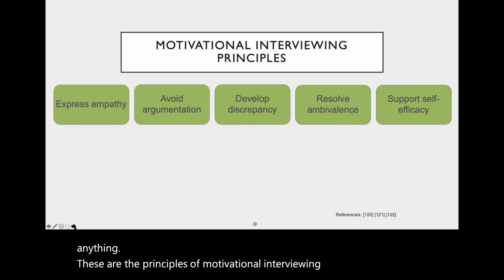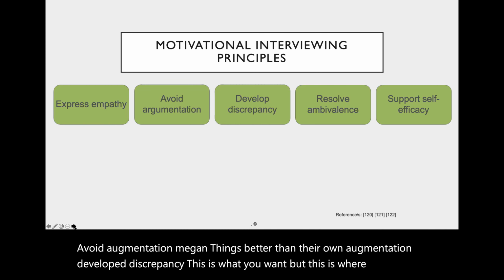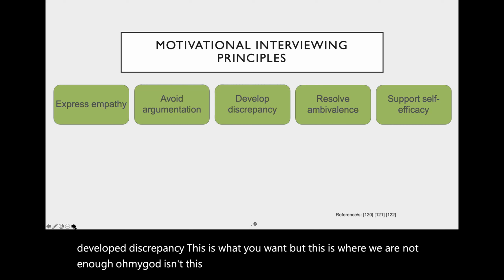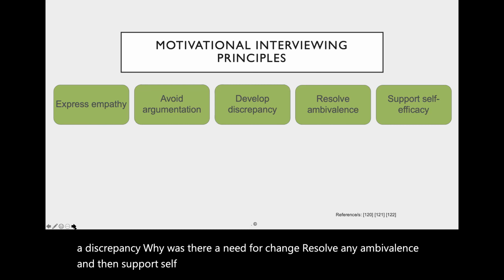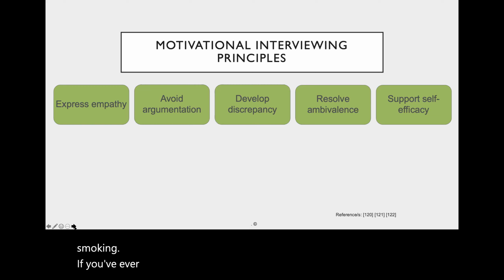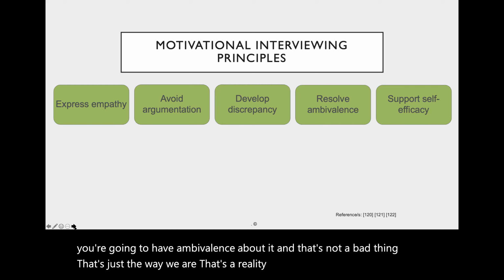Express empathy. Avoid argumentation, making things bigger than they are. Develop discrepancy. This is what you want, but this is where we are. Not in an, oh my God, isn't this awful stage, but there is a discrepancy. Without a discrepancy, why is there a need for change? Resolve any ambivalence and then support self-efficacy. We all have ambivalence. If you ever stopped smoking, or made a change of any kind, you're going to have ambivalence about it. And that's not a bad thing. That's just the way we are. That's a reality. So just unfold it, get it open so that you can look at it together.